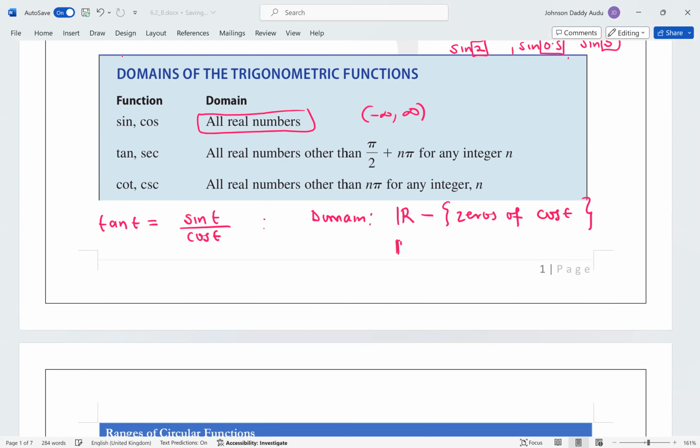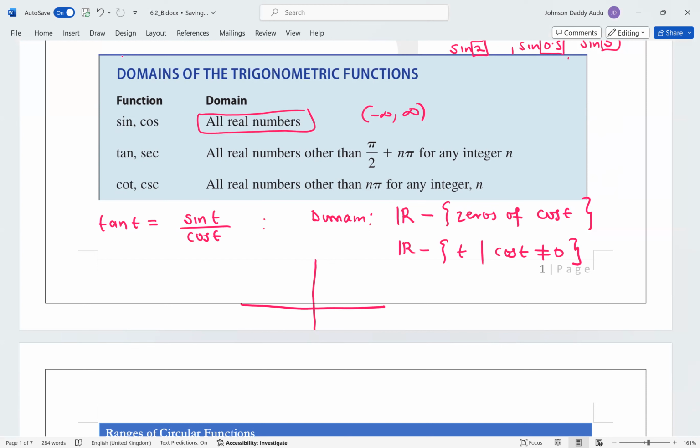In other words, we say this is going to be R minus, okay, let's find the zeros of cosine t. Cosine t equals 0. What does this mean? We don't want cosine t to be 0. Or in other words, let me write it here. We can say R minus cosine t not equal to 0. Or you can say t such that cosine of t is not 0. Right? But what do we mean by cosine of t is not 0?